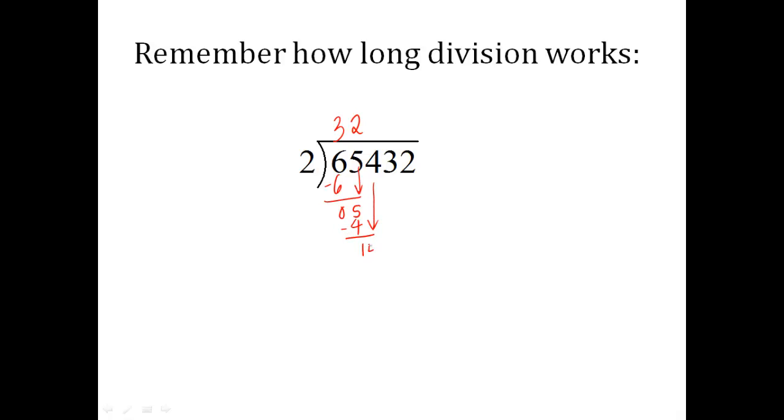Bring down the 4. How many times does 2 go into 14? 7 times. 14. Subtract, 0. Bring down the 3. How many times does 2 go into 3? Once. Subtract. And into 12, 6 times. And I have 0 remainder. So that's the basics. You multiply, subtract, bring down the next term. Multiply, subtract, bring down the next term. You're going to follow the same process with polynomials.